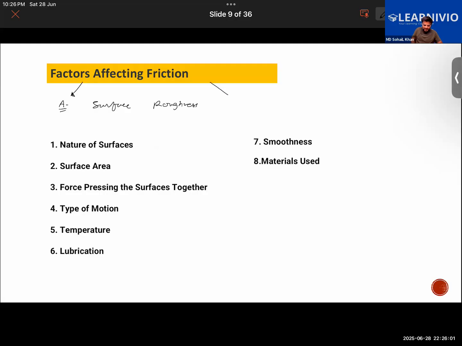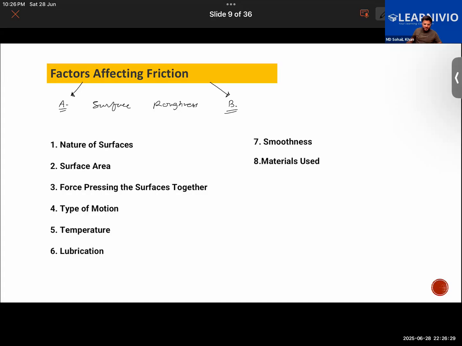More the roughness, less will be the friction, right? Am I correct? More roughness, more friction. More roughness means more friction, no? I said more roughness will lead to less friction, so that statement is false. More roughness, more friction, right?